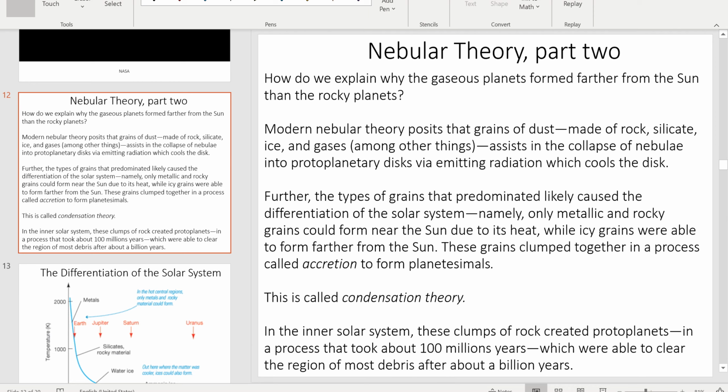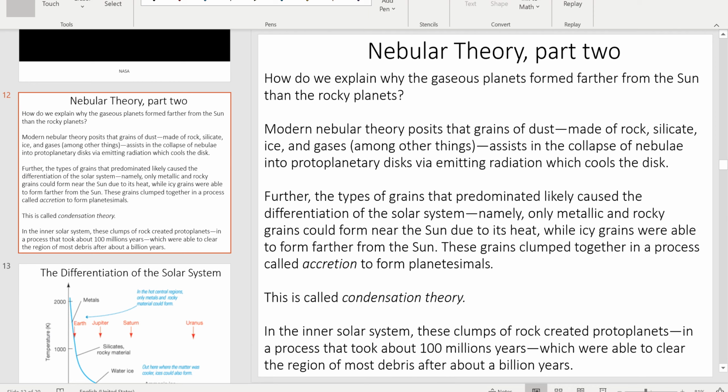I'm being a little bit imprecise with my language there, but I think it's intuitive that the planets would orbit roughly in circles. But why do the gaseous planets not form close to the sun?